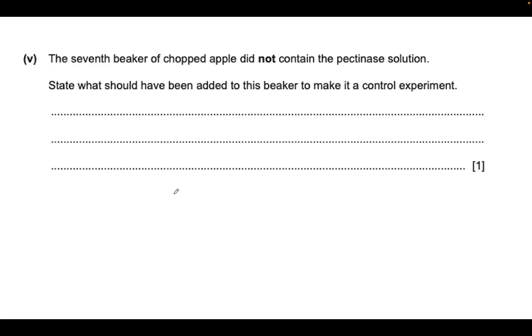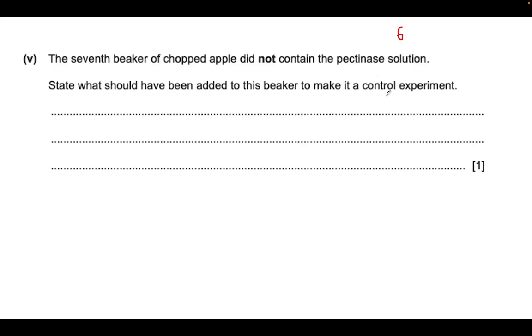Okay? I'm moving fast. The seventh beaker of chopped apple. Remember, we put in 6, we didn't put in pectinase solution. State what should have been added to this beaker to make it a control experiment. What is the role of the control experiment? It is to see how the experiment goes if we don't have the independent variable. In all the 6, we did put in pectinase, but of different concentration. Now for a control experiment, we are not putting in any enzyme.